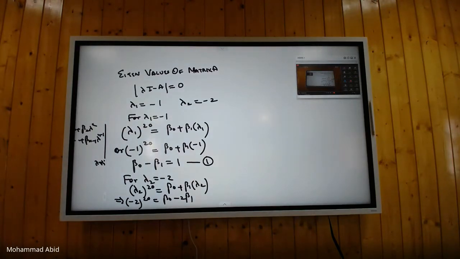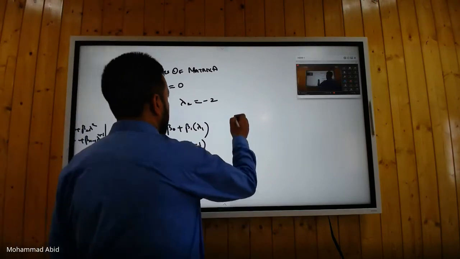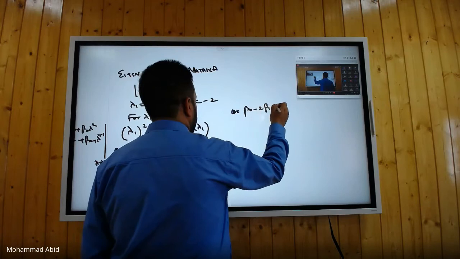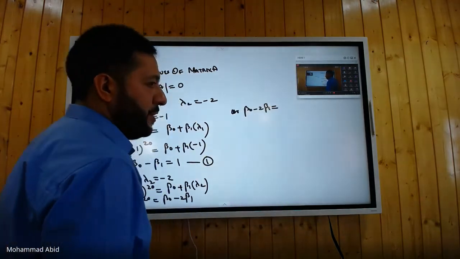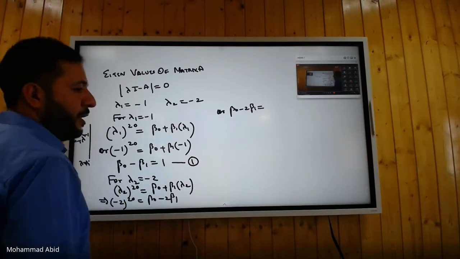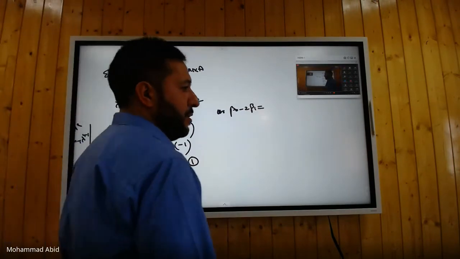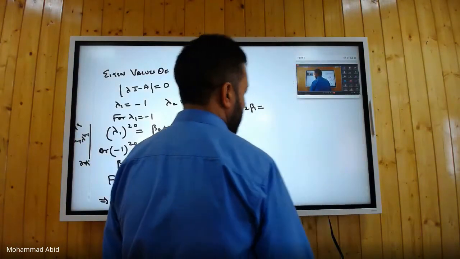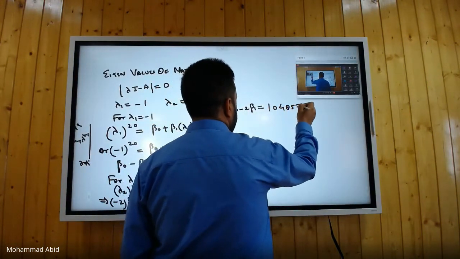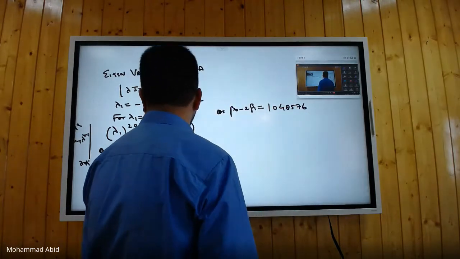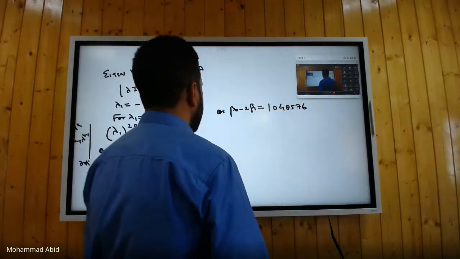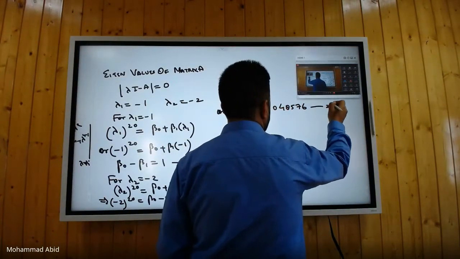What is 2 to the power 20 equal to? Tell me, I am waiting. Take out your calculator and evaluate it. 1048576. This is what 2 to the power 20 is equal to. Is that okay? This becomes your equation number 2.